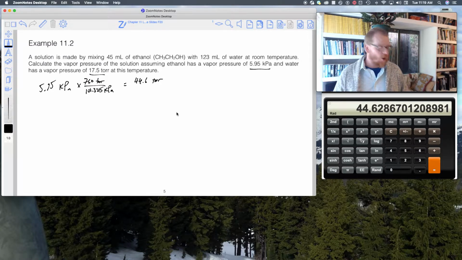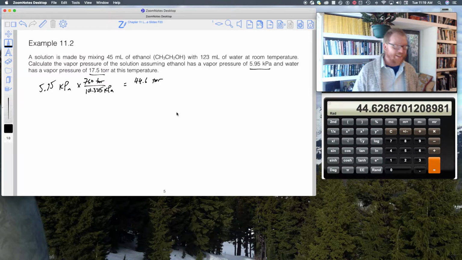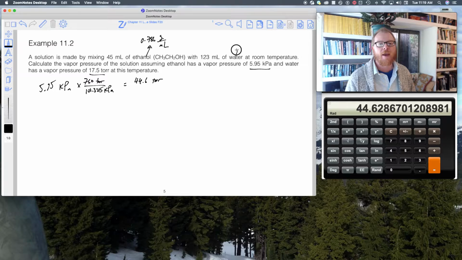Okay. And let's see here. What's also missing is I didn't give you the density of ethanol. So that I would definitely have to give you. So the density of ethanol is 0.786 grams per milliliter. And we recognize the density of water is 1.00 grams per milliliter. Okay, so we'd have to have both densities of these liquids.